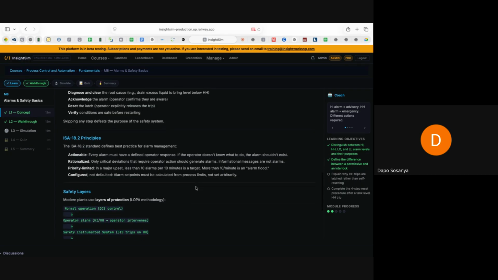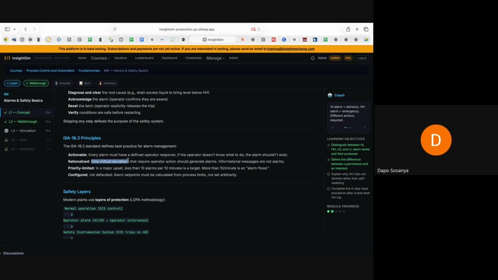So the ISA 18.2 principles: there are 4 different types of alarms, right? There are the actionable alarms, the rationalized alarms, priority limited, and then configured. Every alarm must have a defined operator response. If the operator doesn't know what to do, the alarm shouldn't exist. So for every alarm, there should be a corresponding action for the operator to do.